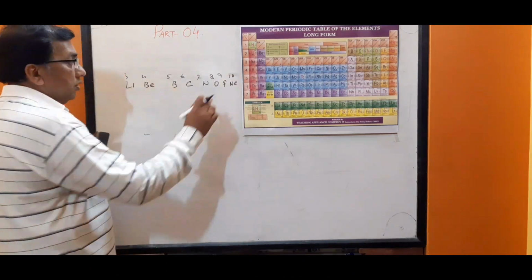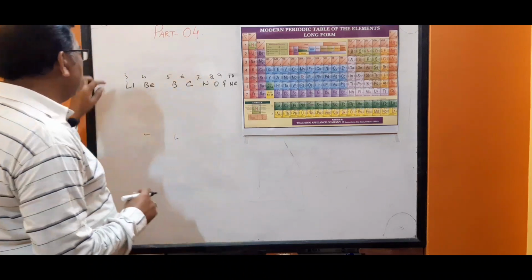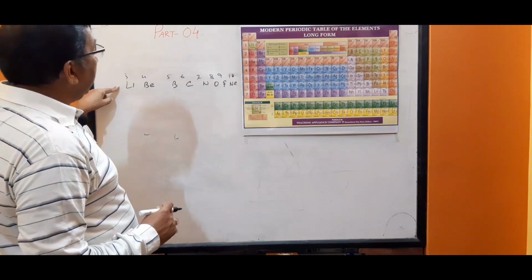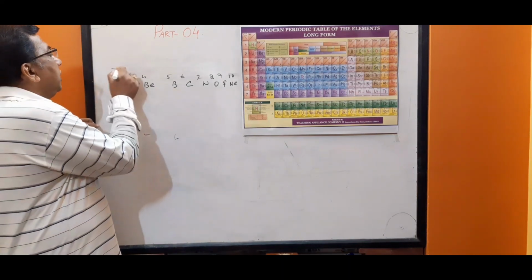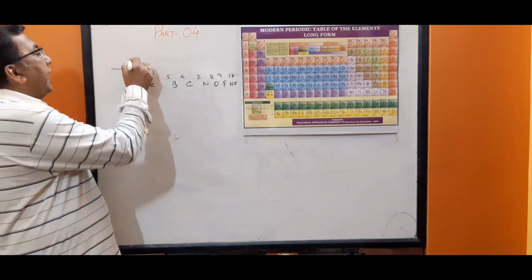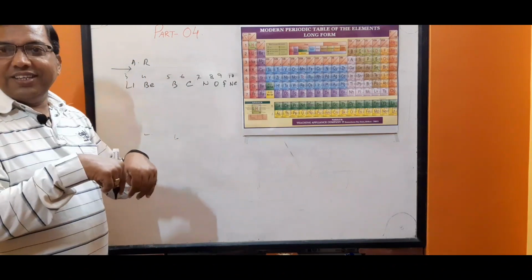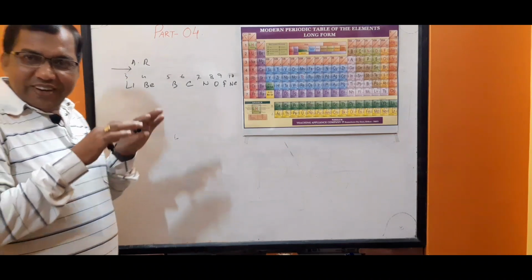This is which group, which period? Second period elements. Okay. So this is along left to right. That means its atomic radius will decrease. Radius will decrease.